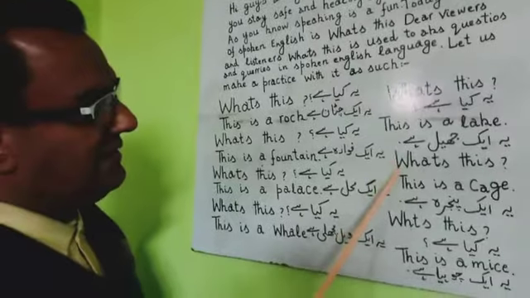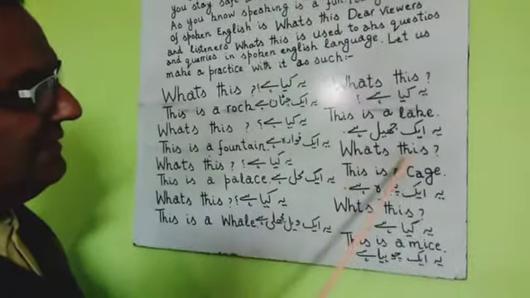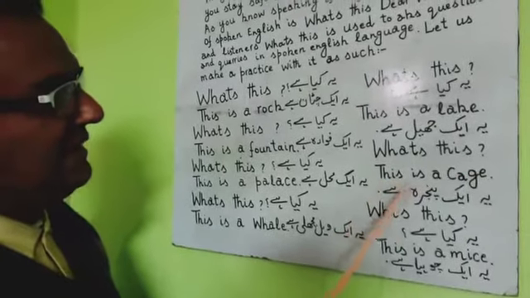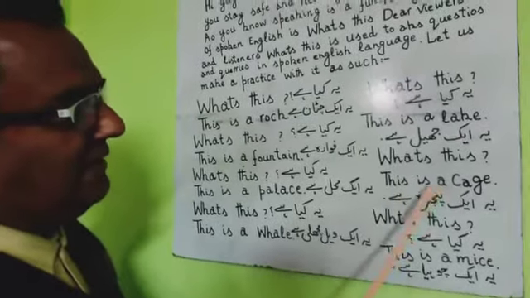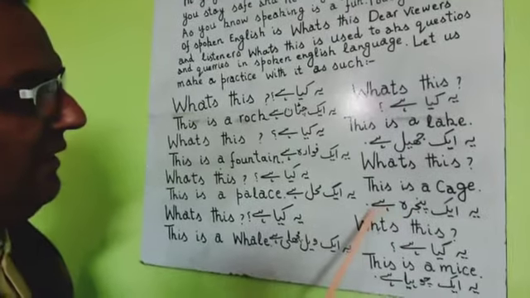And next you can see here, what's this? What's this? ये क्या है? This is a cage. This is a cage. ये एक पिंजरा है.